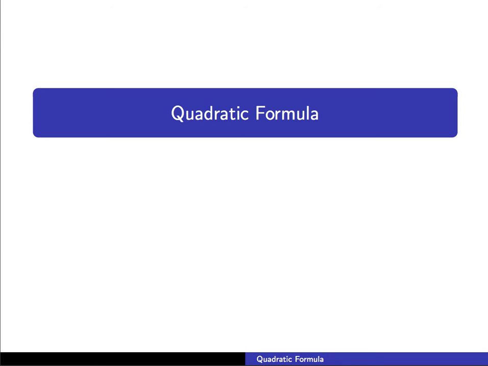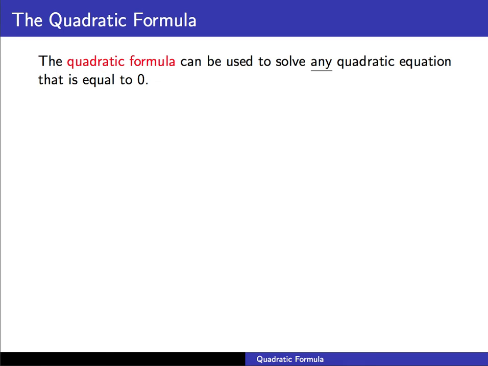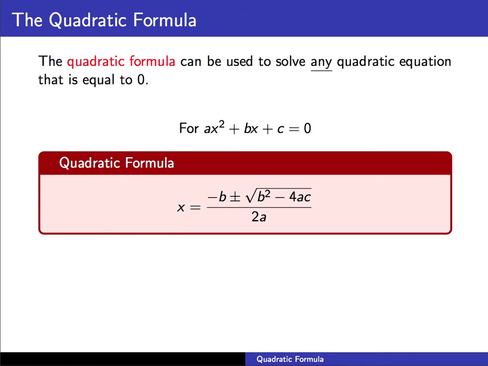In this video, we're going to introduce the quadratic formula for solving quadratic equations. The quadratic formula can be used to solve any quadratic equation as long as we get it equal to 0 first. So for the expression ax squared plus bx plus c, if we have that equal to 0, our quadratic formula says that our values of x are negative b plus or minus the square root of b squared minus 4ac all over 2a.